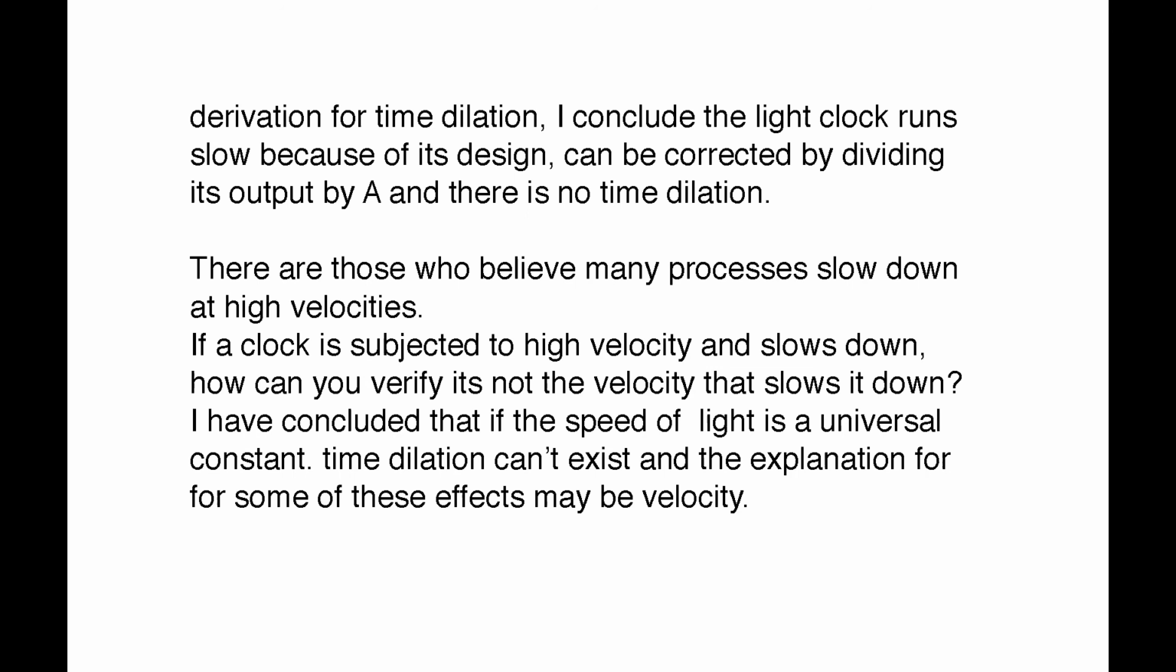There are those who believe many processes run slow at high velocities. If a clock is subjected to high velocity and it slows down, how can you verify that it is not the velocity that slows it down? I have concluded that if the speed of light is the universal constant, time can't exist, and the explanation for some of these effects may be velocity.